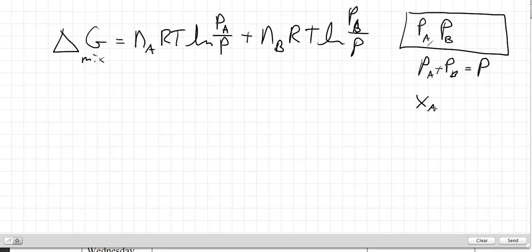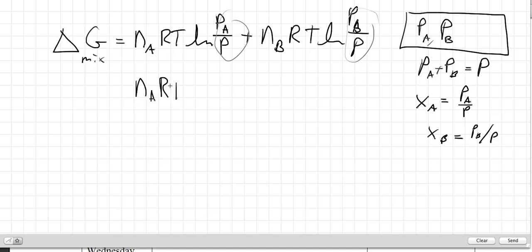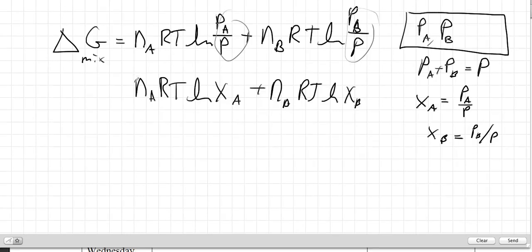And so what we can do is we can say, aha, mole fraction. The mole fraction of A has to be equal to the partial pressure of A over the total pressure, and the same thing for the mole fraction of B. Right? The two pressures have to add to P. And once we do that, we can recognize that these are mole fractions up here in these logarithms. So we have NA RT log of XA plus NB RT log of XB.